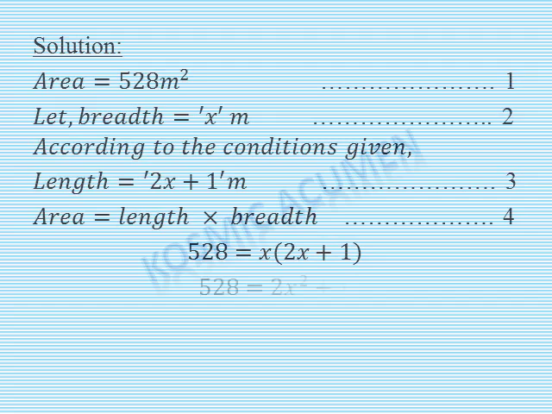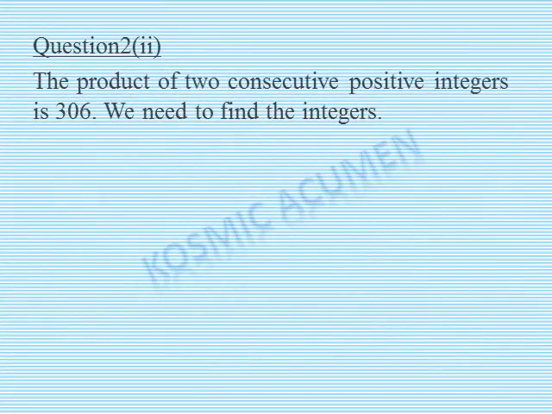On further solving we have 528 is equal to 2x square plus x. Further we take 528 present on the LHS to the RHS and we have 0 is equal to 2x square plus x minus 528. Now rearranging the terms we have 2x square plus x minus 528 is equal to 0, which is a quadratic equation. So the conditions that were given to us, we have represented all those conditions in the form of a quadratic equation.